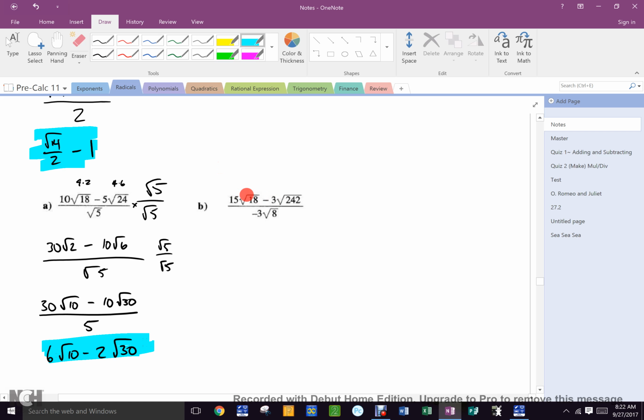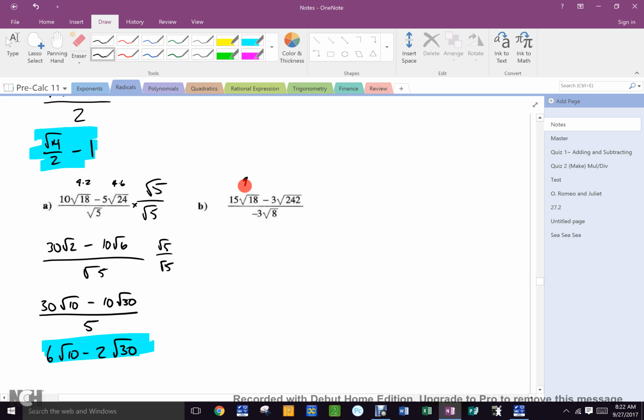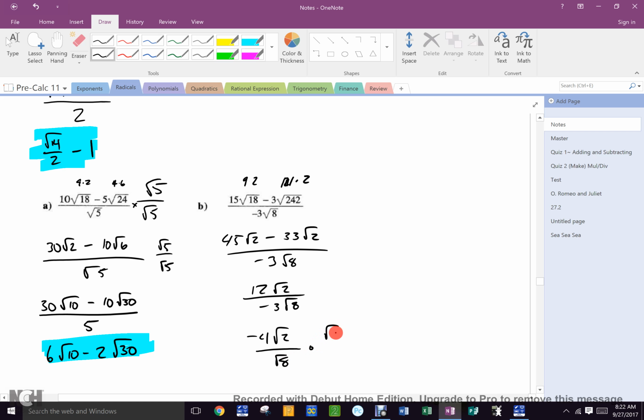Same thing over here. Simplify first when your computer starts working. Nine times 2 and 121 times 2. So it's 45 root 2 minus 33 root 2 over negative 3 root 8, which is 12 root 2 over negative 3 root 8, which I would simplify again to negative 4 root 2 over root 8. Then I would rationalize to get negative 4 root 16 over 8, which is negative 16 over 8, which is negative 2 when your computer works again.